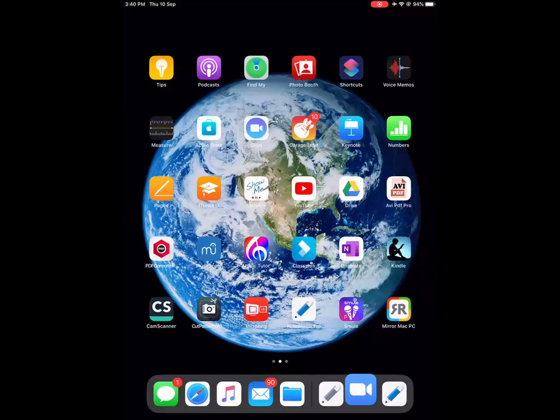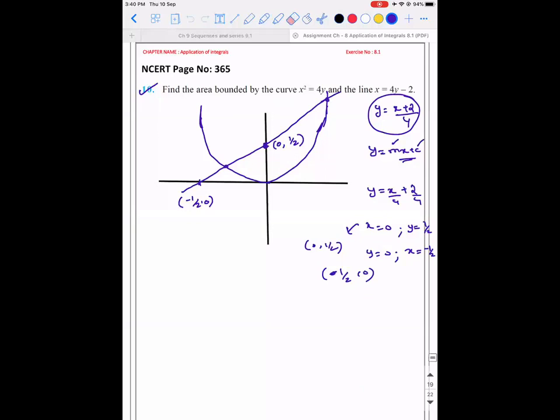Is it clear? So 0 comma half, minus half comma 0 is another point. This red colored portion will be the area that is required. So solve both the curves and tell me what are the points of intersection. Take the straight line and substitute it in the equation of the parabola.